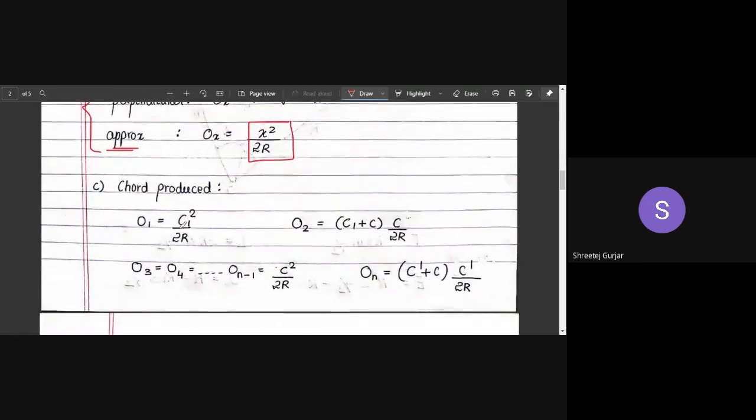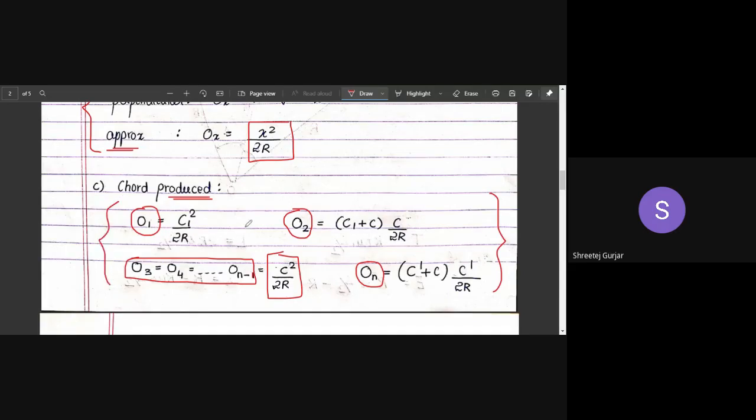Then we have learned the chord produced method. We have also solved numericals regarding this. We have a formula for O1 and a formula for O2. Then from O2, O3, and so on up to ON minus 1, we have one formula. And for the last ordinate, we have a separate formula. If you go through a numerical, you will understand this clearly. We have already solved a numerical regarding this, so you can go through that and easily understand. So O1, O2 and so on are the common ordinates, and this is the last ordinate. So this is for chord produced.